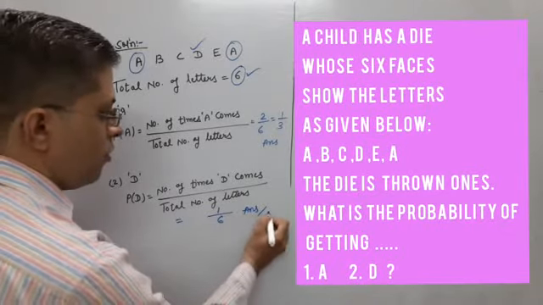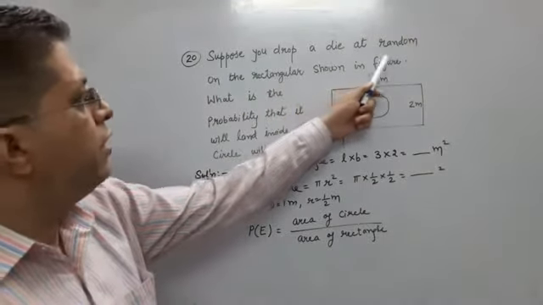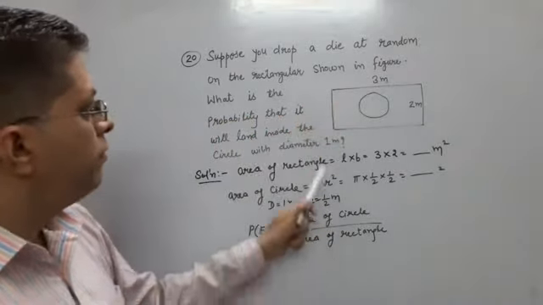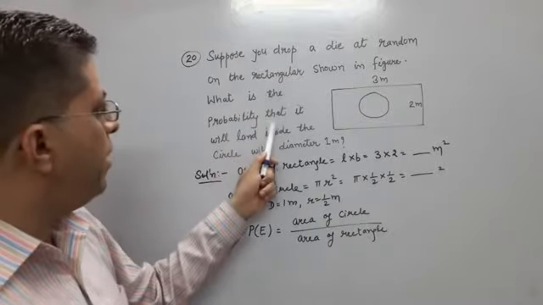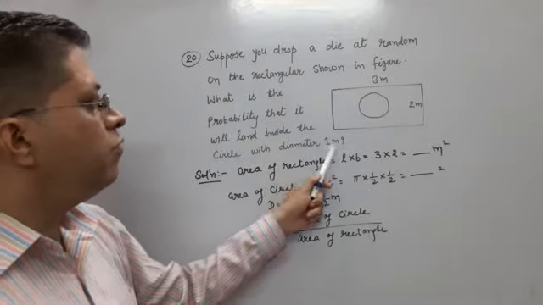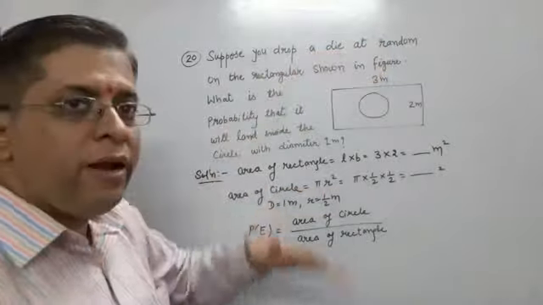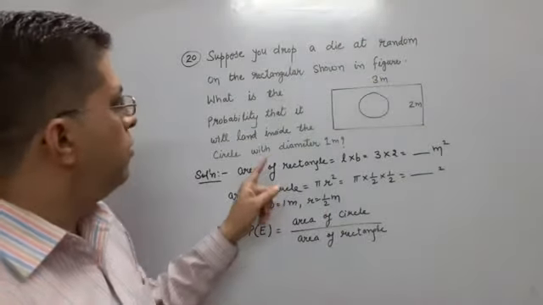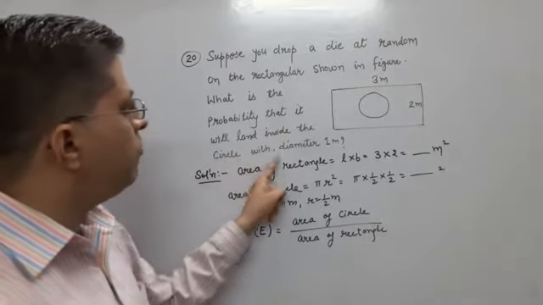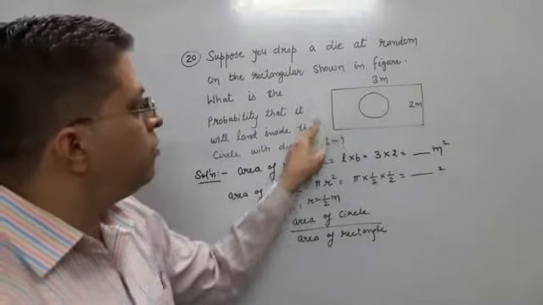Yes, the next question is, suppose you drop a die at random on the rectangle shown in the figure. Okay, what is the probability that it will land inside the circle with diameter 1 meter? You have one die, you roll it and throw it on that paper. Okay, and what you have to find out? It will land inside the circle with diameter 1 meter. Okay, what is given? That paper is given to you here.